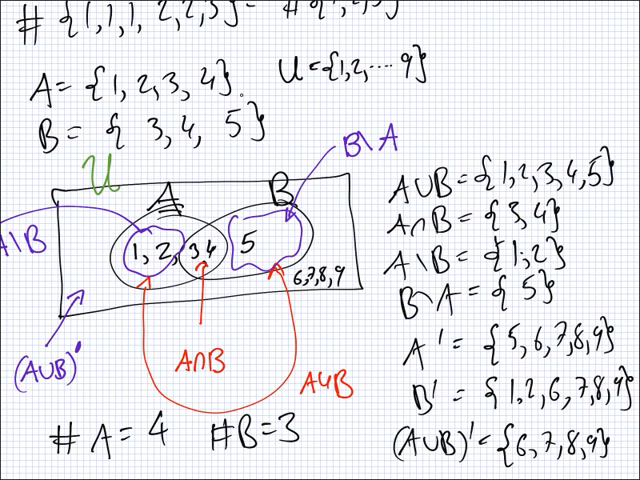Can we not find the number of elements in the universal set? Yes. Kind of. Yes.